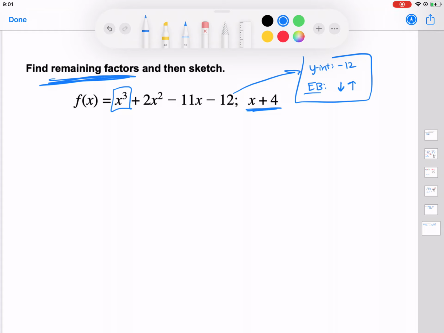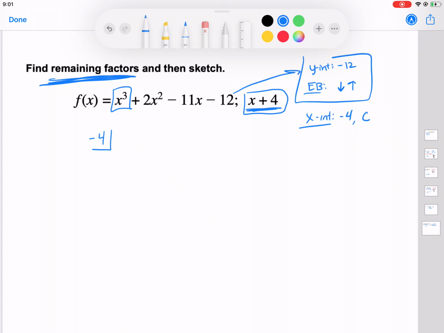So last time we learned how to divide. This one's not going to be something you know how to factor. We'll learn next unit how to factor this. So we're going to go ahead and just divide this. I know one of my x-intercepts is negative 4. There's one of them, so I know it's going to cross. And let's see what else we have.